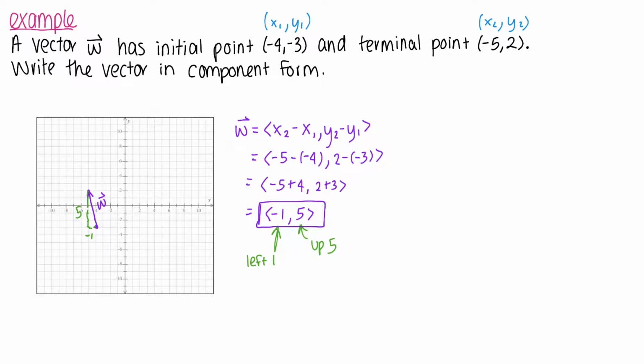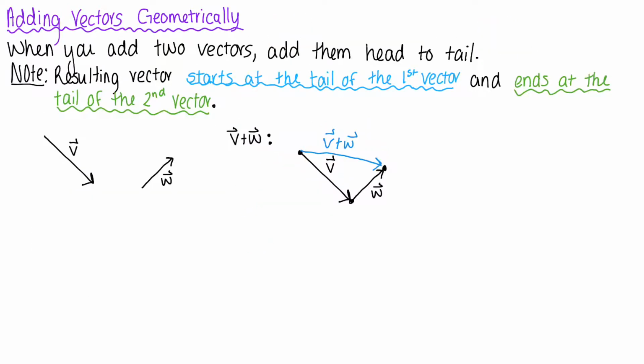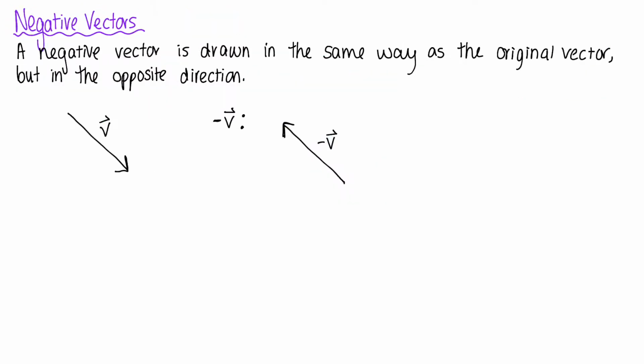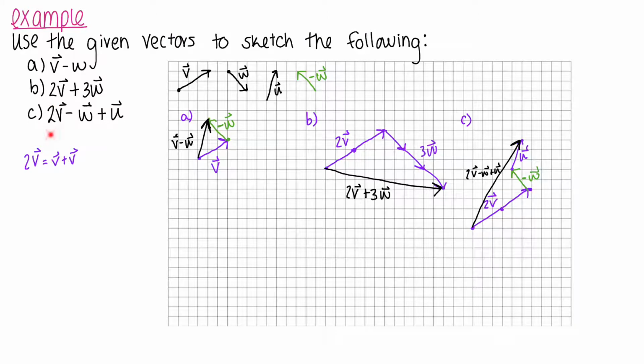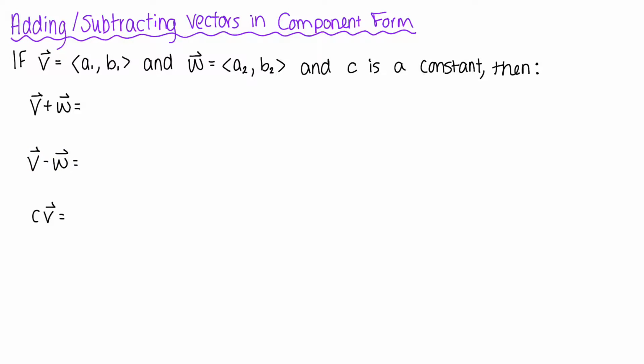So now that we have this component form of the vector, we talked about adding vectors geometrically, we talked about negative vectors, we talked about subtracting vectors, and we even talked about multiples of vectors, right? 2v, 3w, we talked about all those. And if we can do it geometrically, it would make sense that we can do it with the component form as well. And we can.